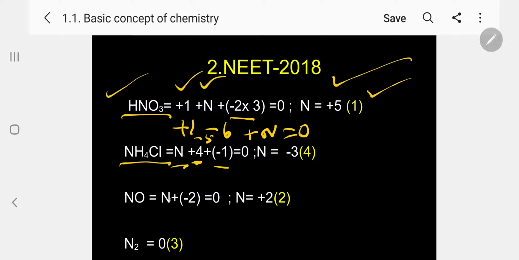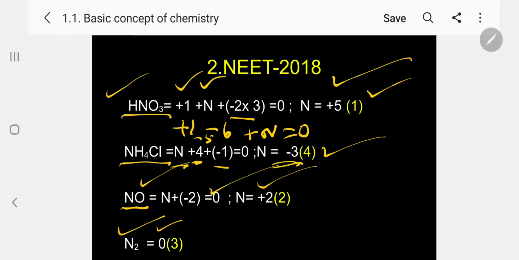So when it is +3 going to the other side, it is -3. So in ammonium chloride, nitrogen has an oxidation state of -3. Then coming to nitrogen in NO, nitric oxide, O is -2, so nitrogen definitely should be +2, as the compound is neutral. So N equals +2. For any element, it is 0, we know. That means N2 equals 0.